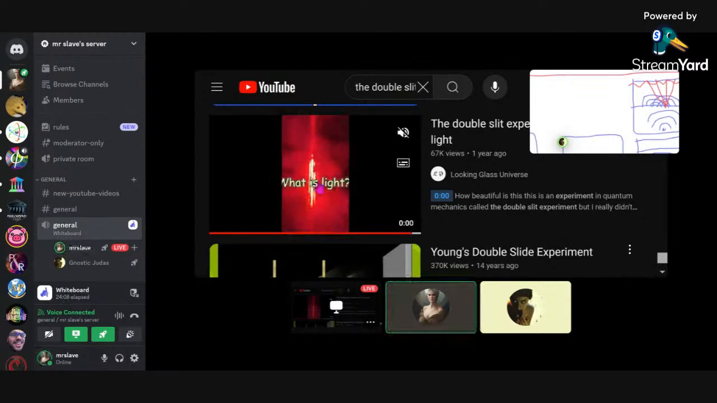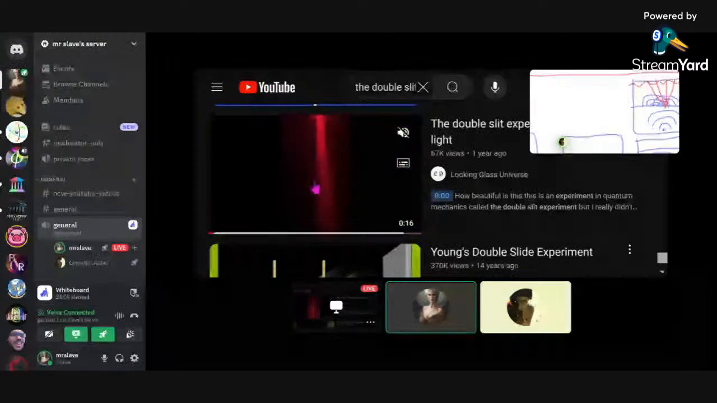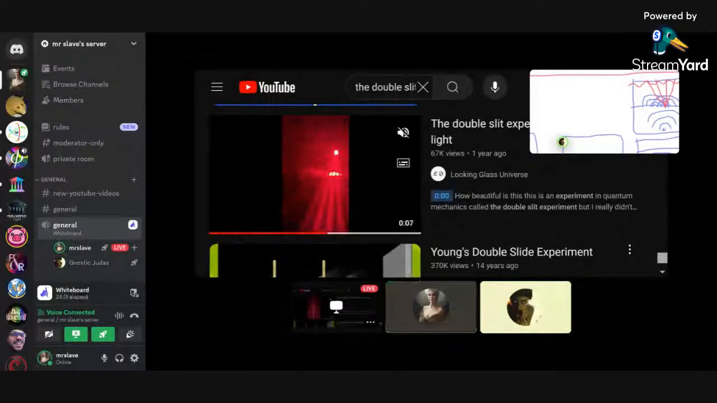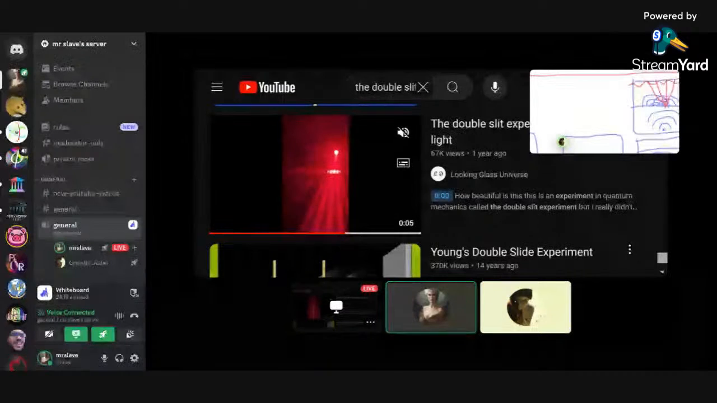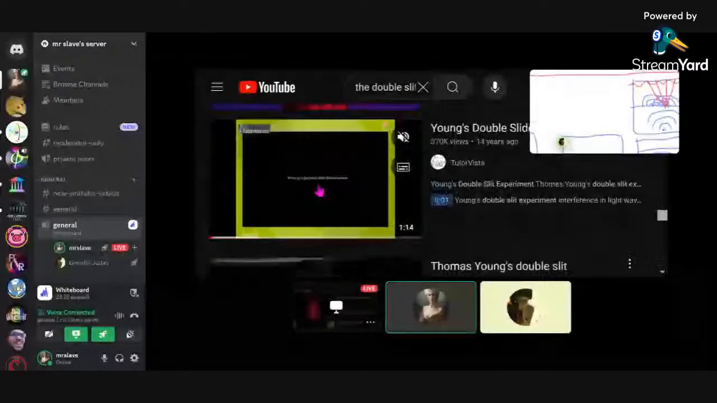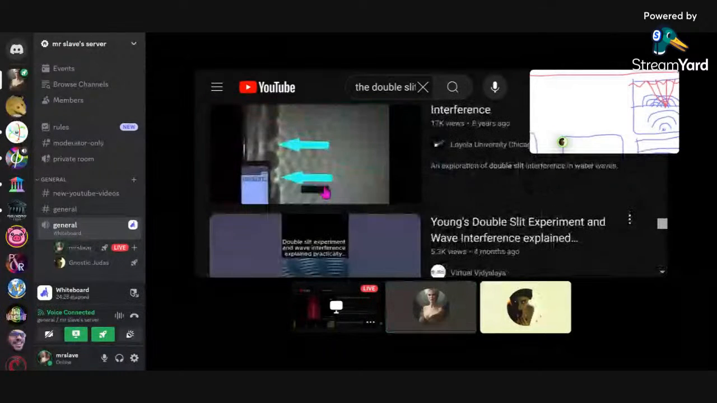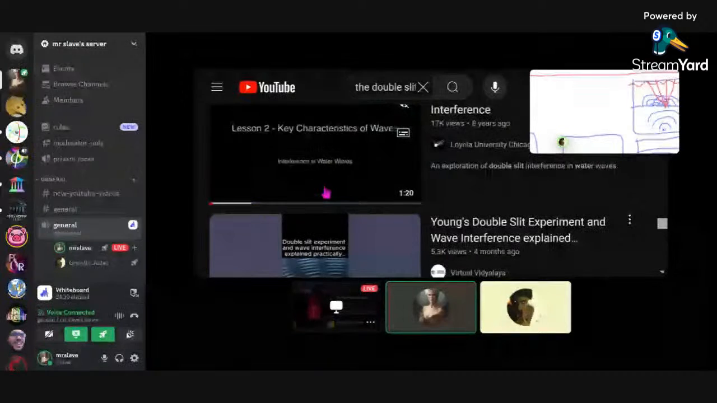So this fits the theory that light is what? What is light? A wave. A wave, exactly. Light is a wave. That's basically it. All right. So what's the problem? It's clear that light is a wave. So what could be the problem?